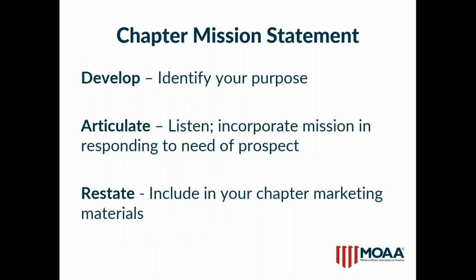So first, we're going to walk through those first 3 things that we talked about: mission, legislative advocacy, and community involvement. So chapter mission statement. You want to first identify your purpose. If you can't tell people about what your chapter does, it would be very difficult to recruit them and have them come join you. It also gives you a real focus. So you want to talk to your members, talk with your board, define what you do.